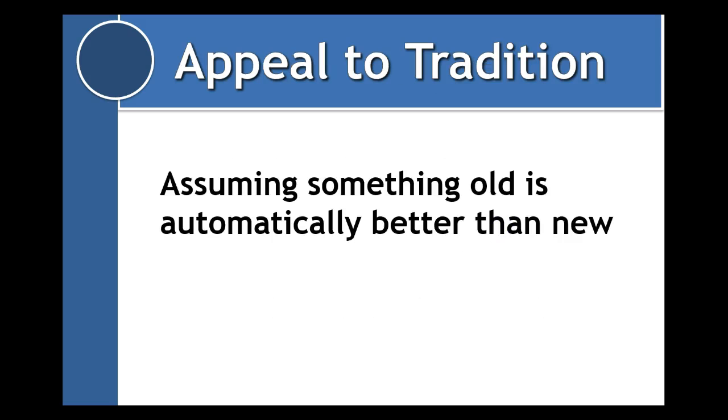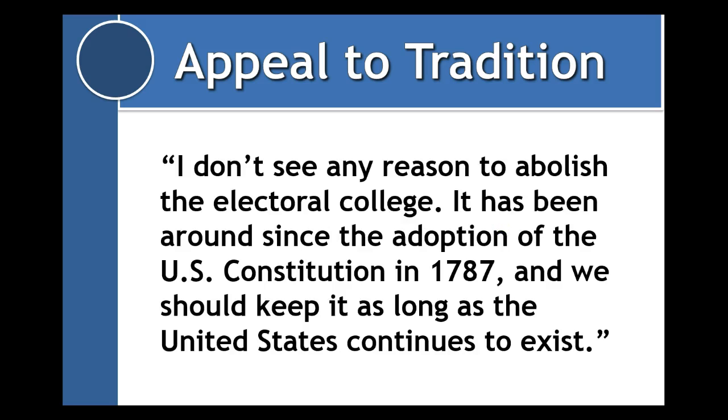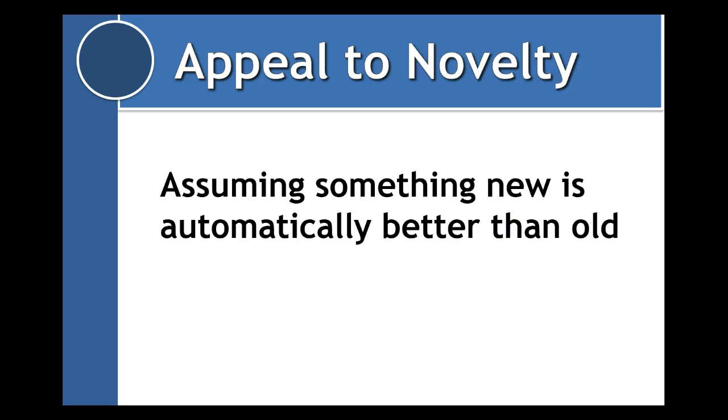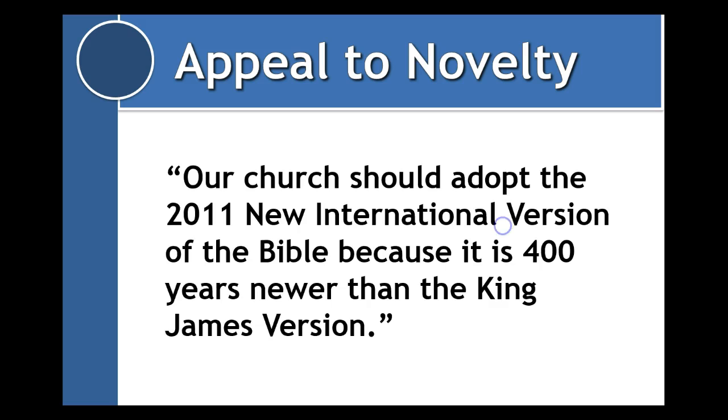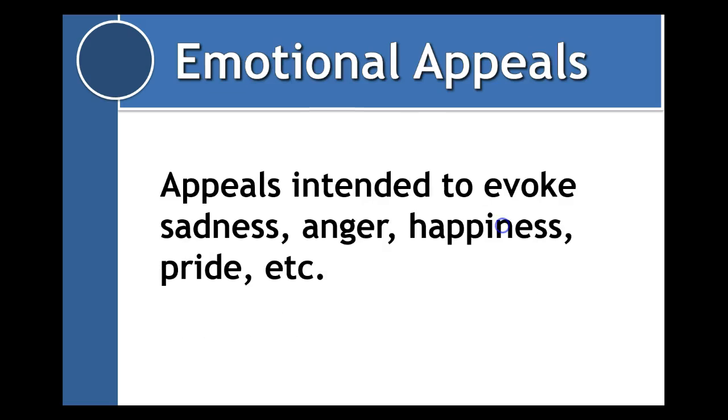Appeal to tradition means assuming something old is automatically better than something new. I don't see any reason to abolish the Electoral College. It has been around since the adoption of the U.S. Constitution in 1787, and we should keep it as long as the United States continues to exist. Appeal to novelty means assuming something new is automatically better than something old. Our church should adopt the 2011 New International Version of the Bible because it is 400 years newer than the King James Version.